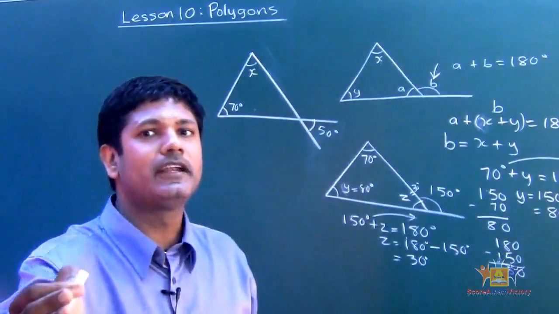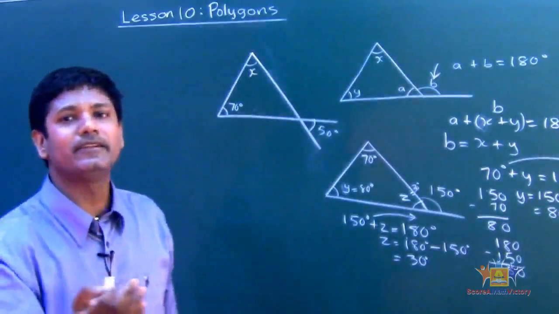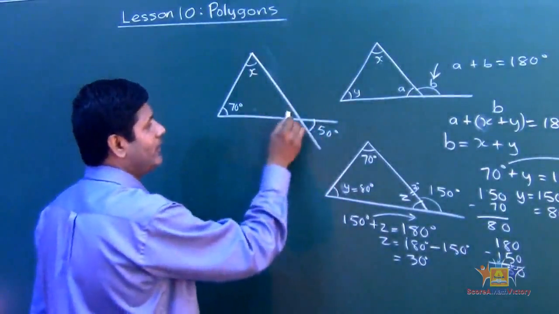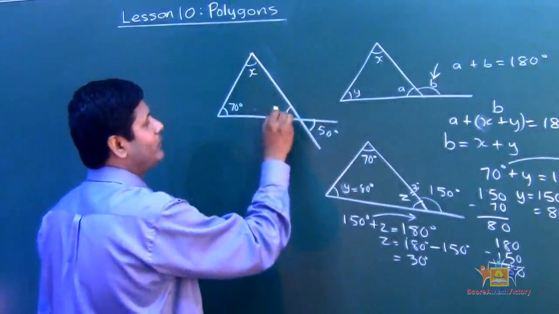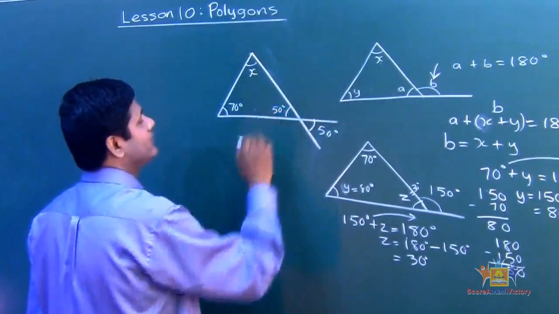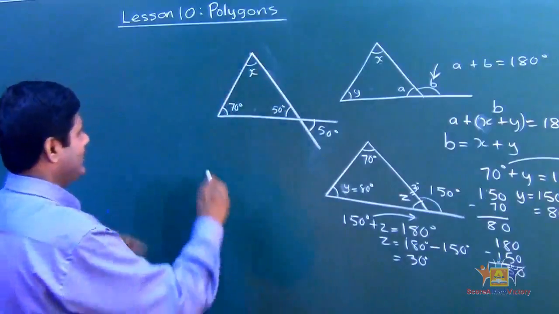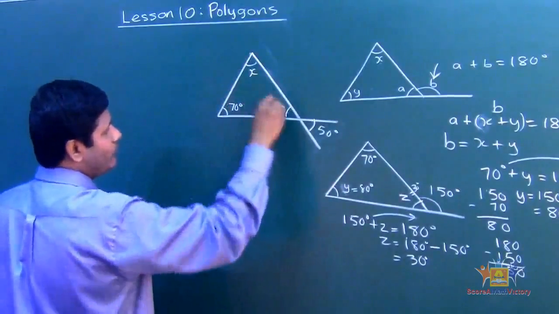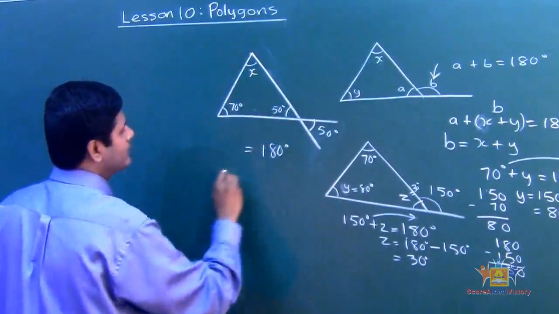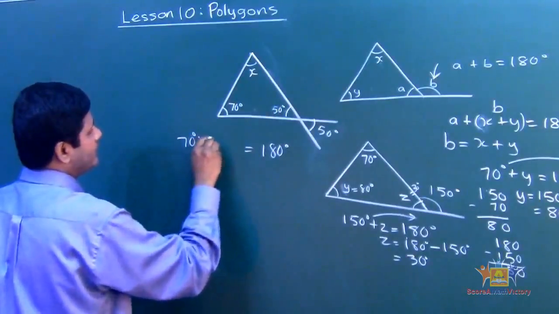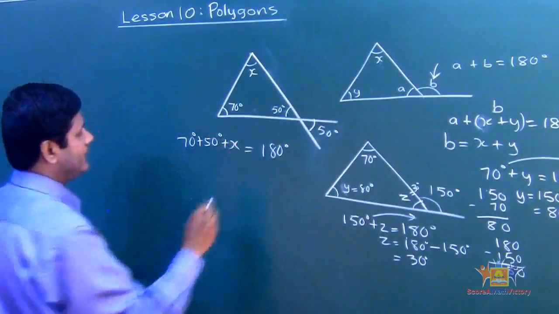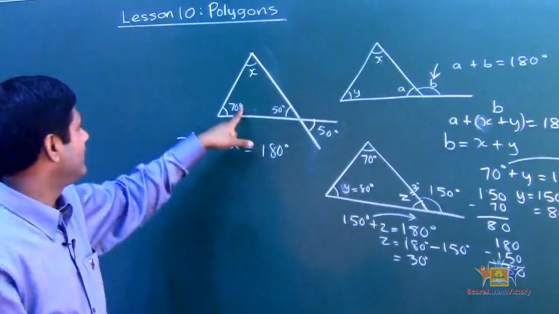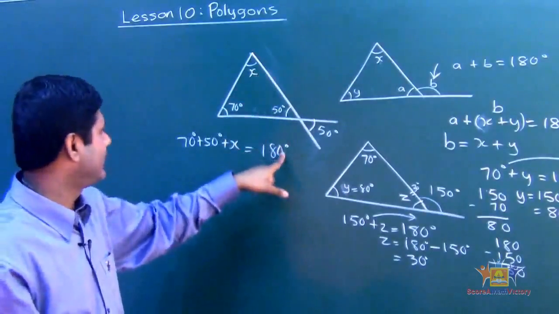Exactly. Vertically opposite angles are equal. That means this is also 50 degrees. So now I can find out, the total of a triangle is 180 degrees. 70 plus 50 plus x is 180.